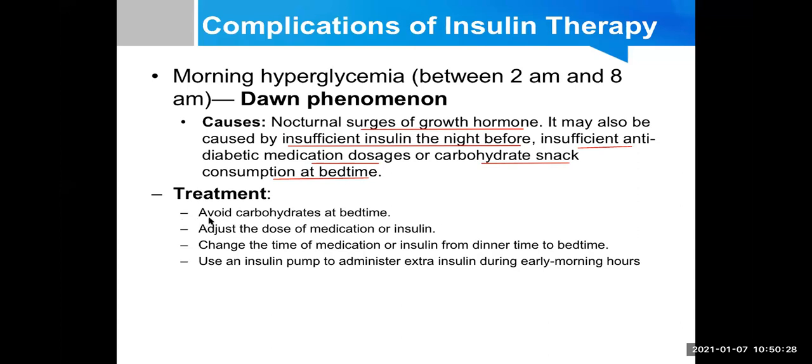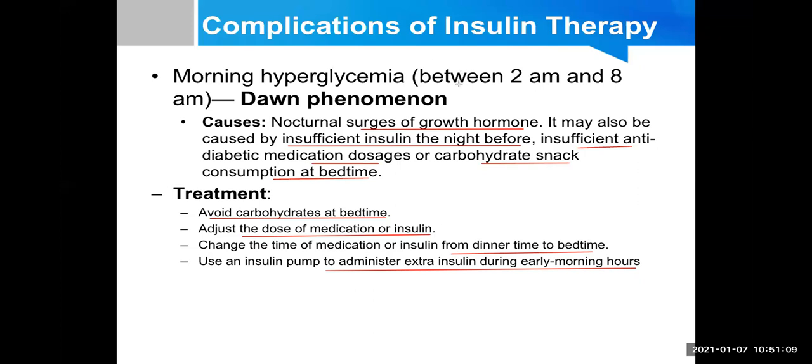Regarding the treatment, avoid the carbohydrate snacks at bedtime. If the patient is doing that, probably that is the cause. So we tell the patient to avoid it. Adjust the dose of medication or insulin. Change the time of medication or insulin from dinner time to bedtime. A little bit delay the insulin injection so that it will cover that hyperglycemia during the morning hours. And use an insulin pump to administer extra insulin during early morning hour just to control that hyperglycemia. So these are the different types of treatment we can go for.